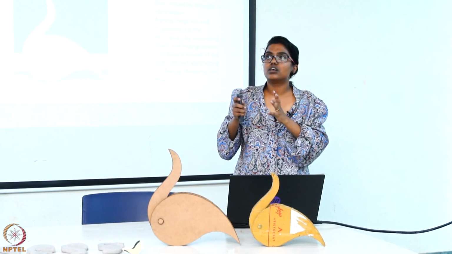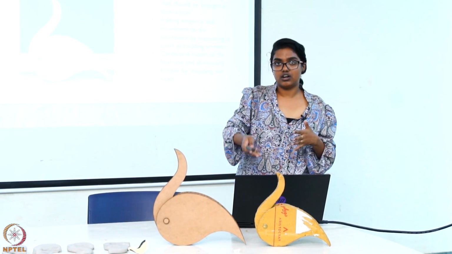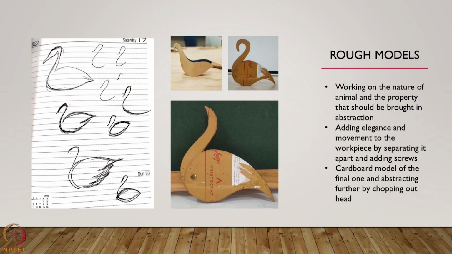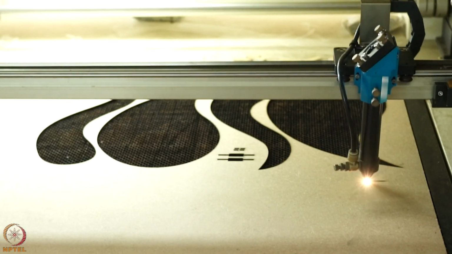And then we gave a hinge here, like we gave a nut here, so we connected it here. That also added to the form, to be honest. It showed the movement, it enhanced the movement, and it also went well with the form itself. So this is the cardboard model of the final one, abstracting further by chopping the head. And then we did the laser cutting.